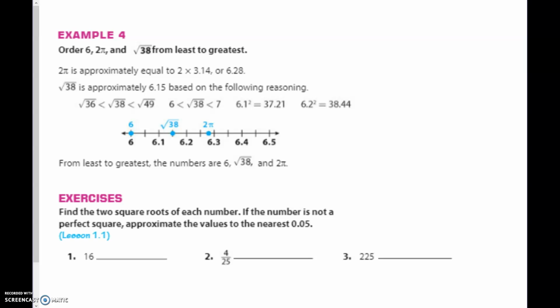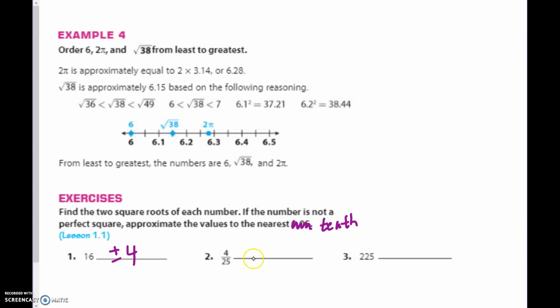So here is the homework that I had you actually do. Number 1, find the two square roots. We're not going to round to the hundredths, we are going to round to the tenth if they ever need to. So we're only going to round to the tenth. All right, 16 is going to be plus and minus 4, because 4 times 4 gives you 16, and negative 4 times negative 4.